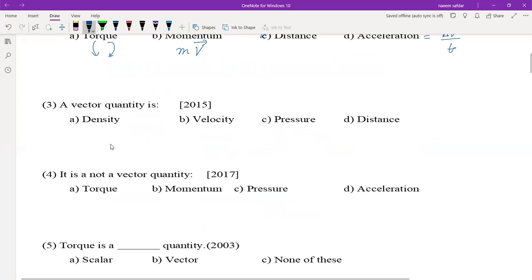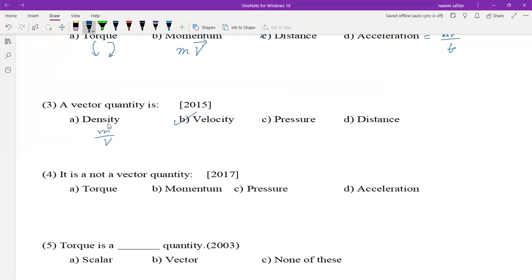Next, MCQ number 3. A vector quantity is. Now we have to choose vector quantity. Density. What is density? Mass per volume is known as density. Velocity, pressure, distance. Distance is a scalar quantity. Pressure is also a scalar quantity. So we have to choose vector quantity now. So here velocity is the vector quantity.